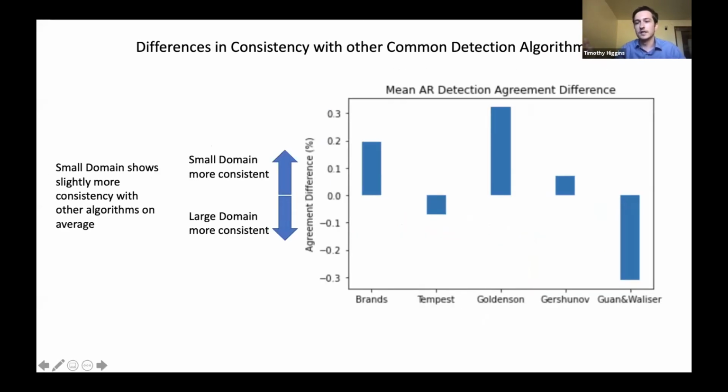So then I looked at a comparison when trained on each domain to each algorithm individually, and found that, again, when trained on the smaller domain, that was slightly more consistent with the other algorithms compared to when trained on the larger domain. However, it is very much algorithm dependent. So you can see that the larger domain was actually more consistent with GAN-MulWG, which is one of the most popular detection algorithms. You can see positive values here indicate that the smaller domain was more consistent. Negative values indicate that the larger domain was more consistent.